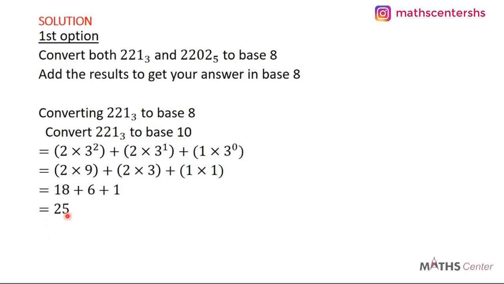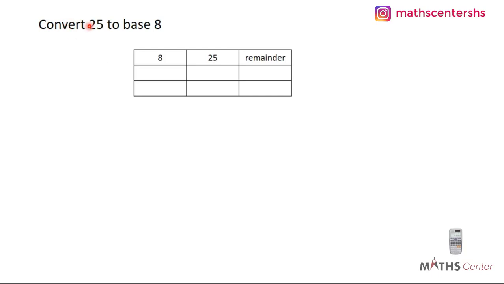We can now convert 25, which is the answer for this in base 10, to base 8. So we have 221 base 3 giving us 25. This is in base 10, but we want it in base 8. So we convert 25 to base 8. In converting 25 to base 8, we draw our table like this. We divide 25 by 8, and that will give us 3, a remainder of 1.